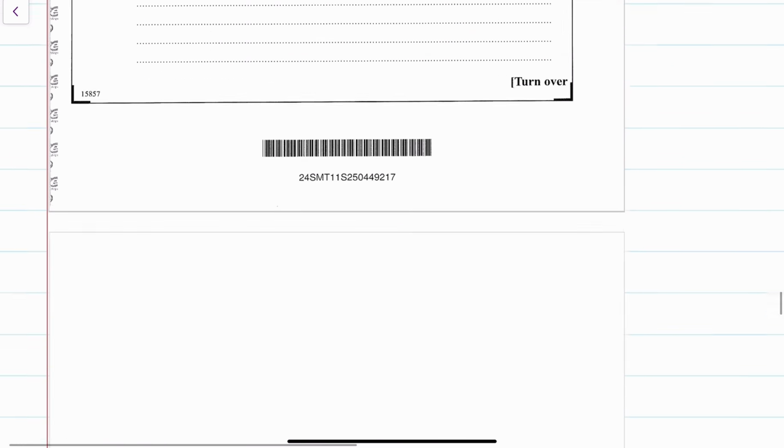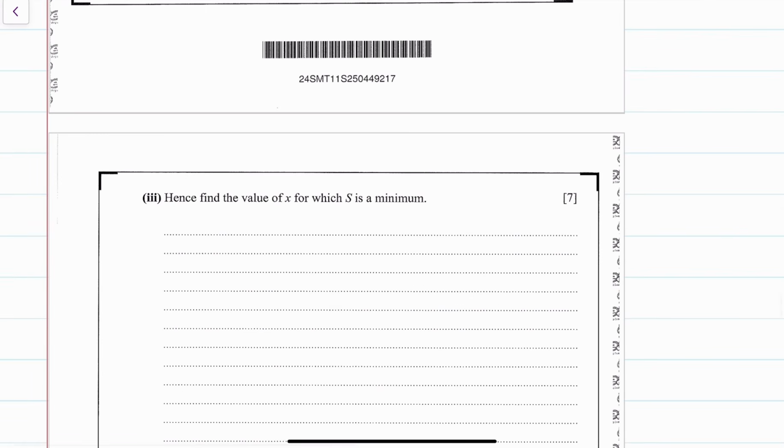Okay, so that was done already. Now it says, hence find the value of x for which S is minimum. So let's write my S again. It was 12x plus 240 over x. Write that in index form, then plus 40. We want this thing to be minimum.